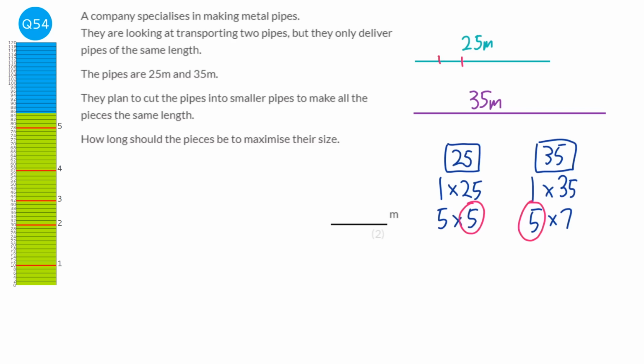So 1, 2, 3, 4, not to scale, and then 7 of these. So 1, 2, 3, 4, 5, 6, and so there's 7 in total. So each of these are 5 meter long, and there's no wastage. And that's the longest we can make the pipes for there to be no wastage at all. So my answer is 5 meters.